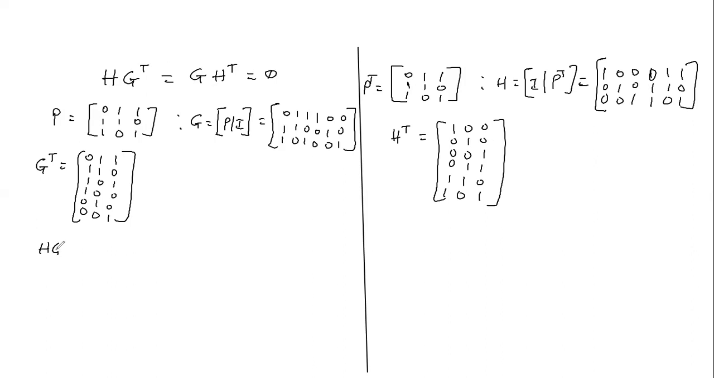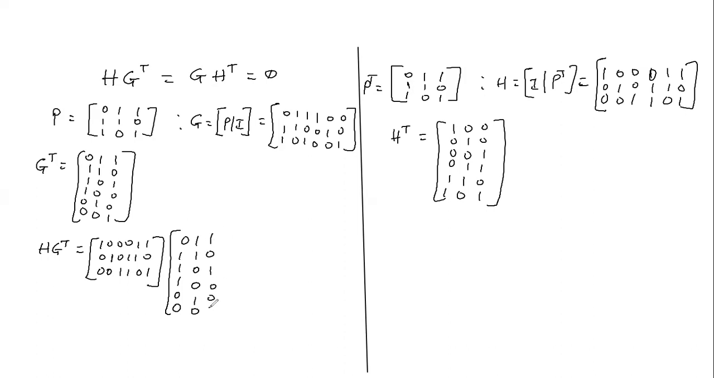So the next thing to do is to multiply this by this. So H times G transpose will now give us 1, 0, 0, 0, 1, 1, 0, 1, 0, 1, 1, 0, then 0, 0, 1, 1, 0, 1, times this operation, 0, 1, 1, 1, 0, 0, 1, 1, 0, 0, 1, 0, 1, 0, 1, 0, 0, 1, right? So this is going to give us something.